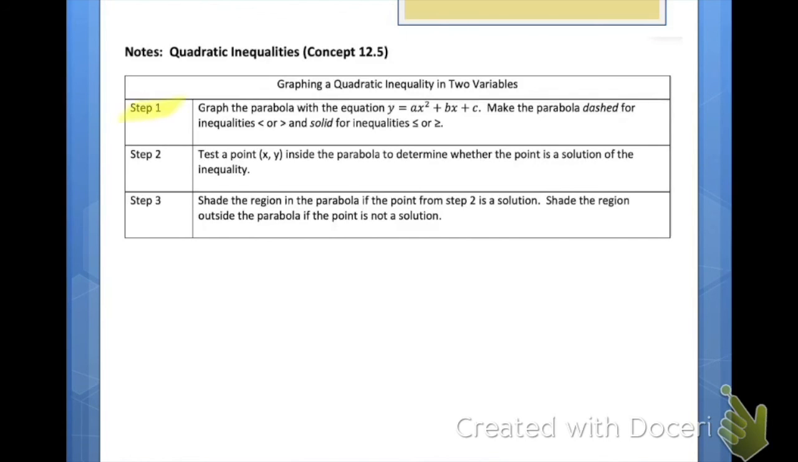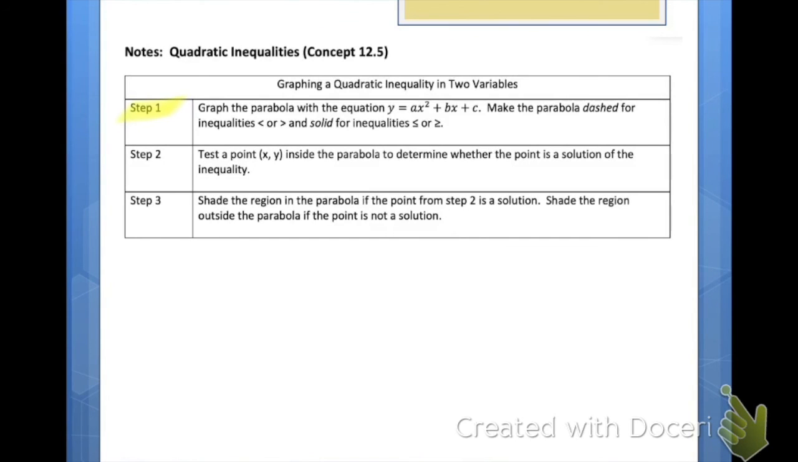So the first thing you want to do with the quadratic inequality is graph the parabola as if it were an equation in standard form. If the quadratic inequality is less than or greater than, you will use a dashed curve for your parabola. And if it has an equal to mark, then you will use a solid curve.